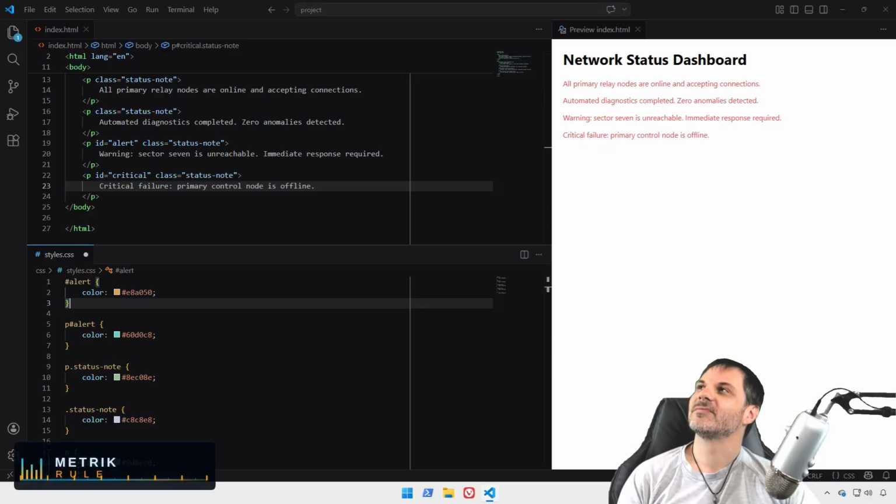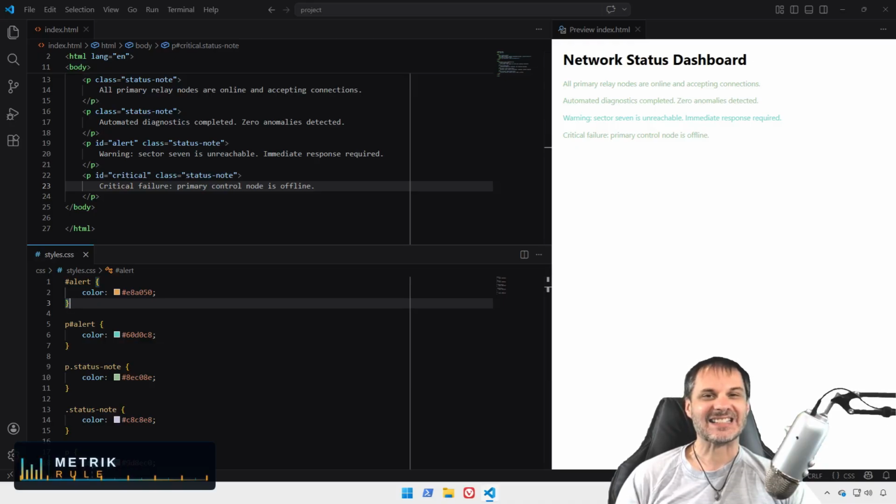Okay, back to the normal cascade. The alert paragraph is teal because p#alert is 101, which beats everything else. The first two paragraphs are green from p.statusNote at 011. Now, the last piece. There's one more thing that outranks even ID selectors in the normal cascade.